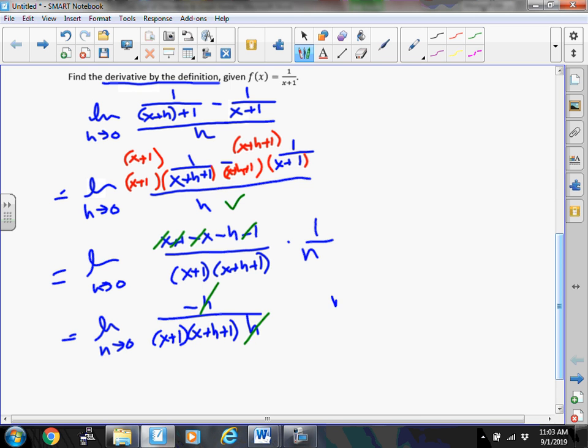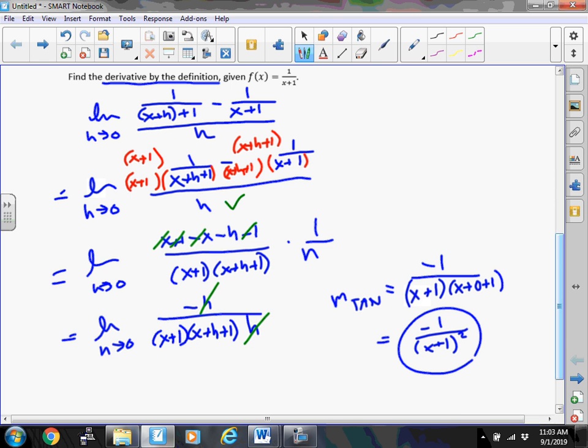So the m tan, or the equation for my slope, is negative 1 over x plus 0 plus 1, because I took the limit now, which of course leaves me with negative 1 over x plus 1 squared. Shortcut, we'll see that work. But right now, we're just using the definition. And notice up here in the original question, they don't give us a point. That's why I had to use f of x plus h minus f of x all over h.